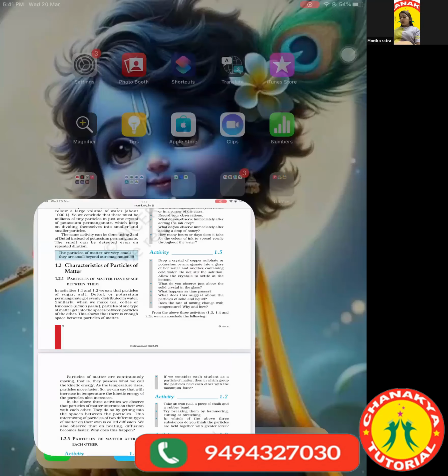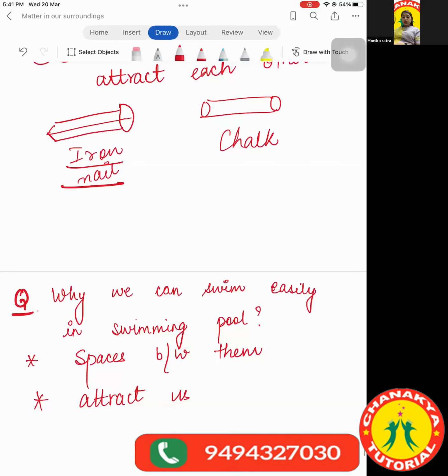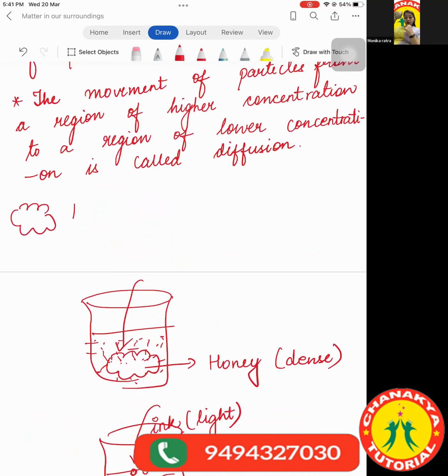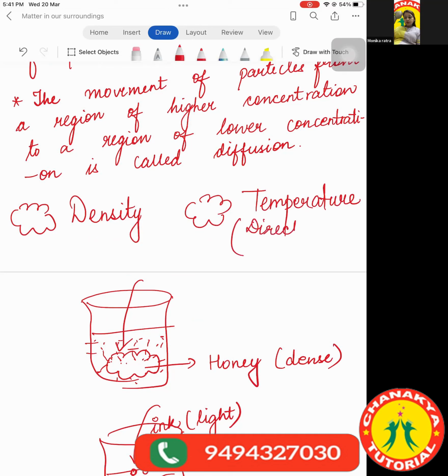So this very clearly means that apart from being light and dense, diffusion depends mainly on two things. First is the density, which I explained by taking the example of ink and honey, and another is the temperature. When the temperature is more, diffusion occurs faster. The mixing of any two substances occurs faster. So it is directly related, directly proportional. Do you understand the meaning of directly proportional?